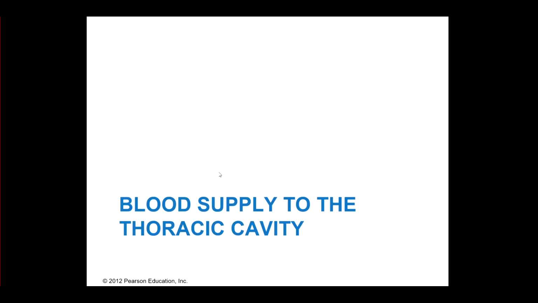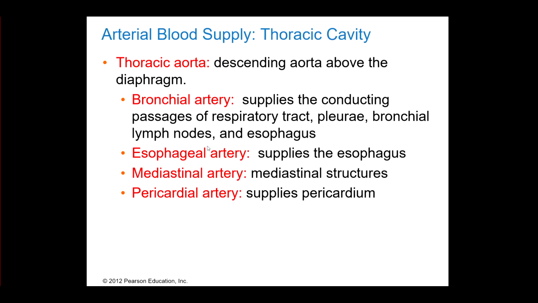Okay, so let's finish up this lesson by taking a look at the blood supply to the thoracic cavity. So the thoracic aorta is going to come from the arch of the aorta. It's part of the descending aorta. Anything above the diaphragm would be considered the thoracic aorta.